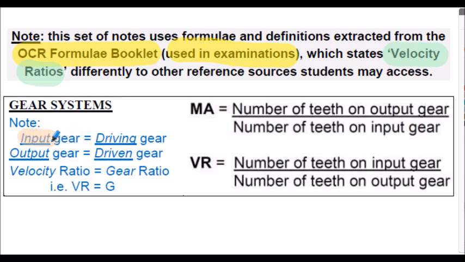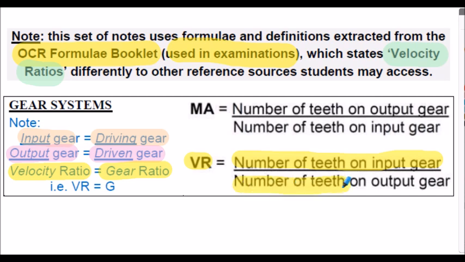An input gear can be defined as a driving gear, and an output gear can be defined as a driven gear. Also, the velocity ratio is the same as a gear ratio. And here's the velocity ratio that's given in the formula booklet: the number of teeth on the input gear divided by the number of teeth on the output gear. So that's the formula that the awarding body want us to use.